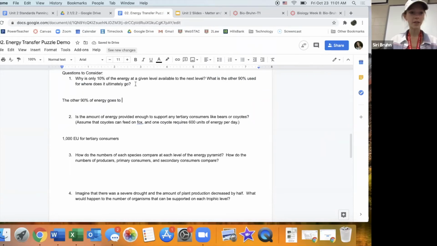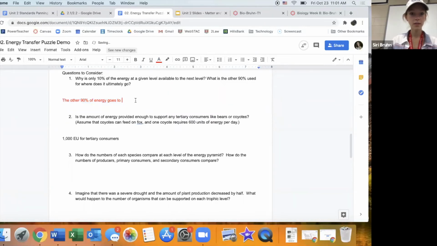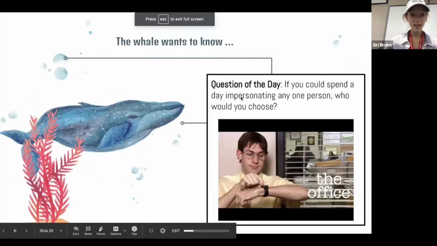I'm hoping somebody knows. Where does the rest of the energy go if it's not passing to the next trophic level? Okay, yeah, so I've got heat and waste. Perfect. So this is either going to be lost as heat.